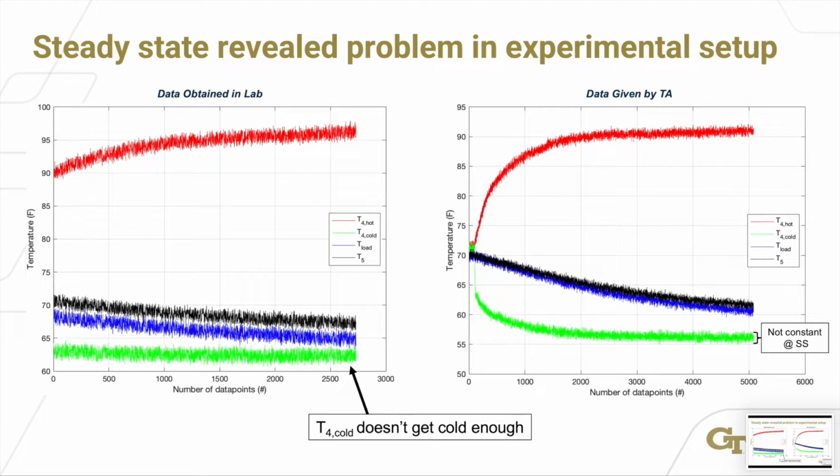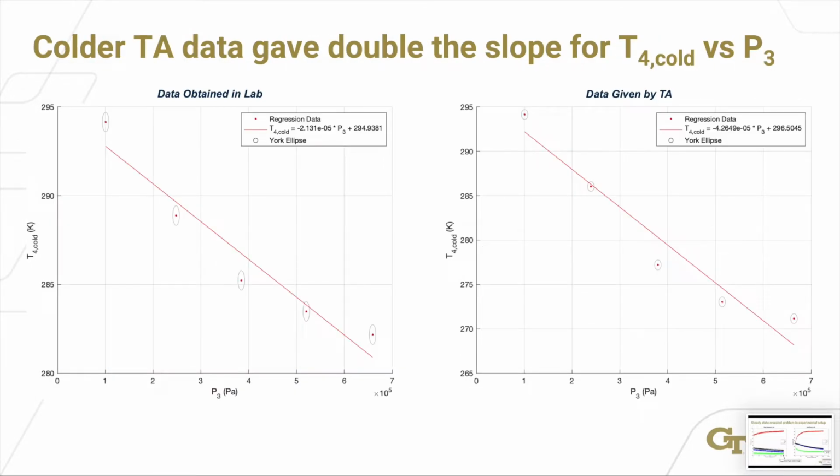This suggests that some of the steady-state assumptions we made for our model may not be valid. The obvious difference between our data and the TA's data was that the TA's steady-state cold output temperatures were much colder than ours. When plotting these temperatures against input pressure, this resulted in a slope roughly twice as large as for our data. Importantly, however, both datasets showed similar nonlinear behavior, characterized by starting and ending above the regression line, with all other points below the regression line.